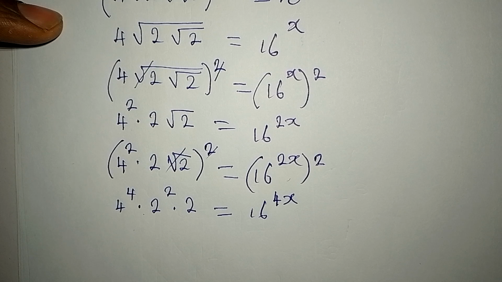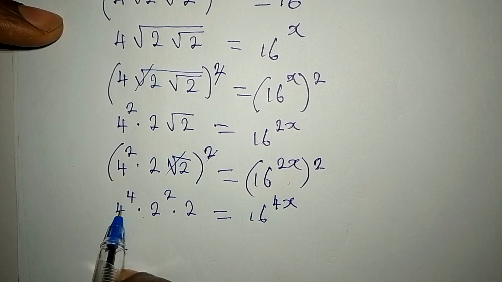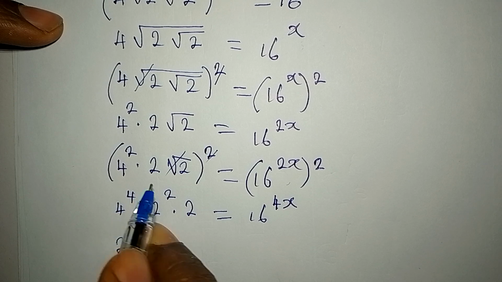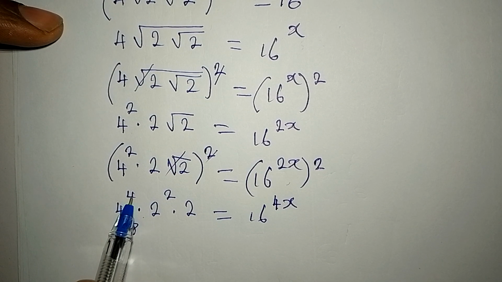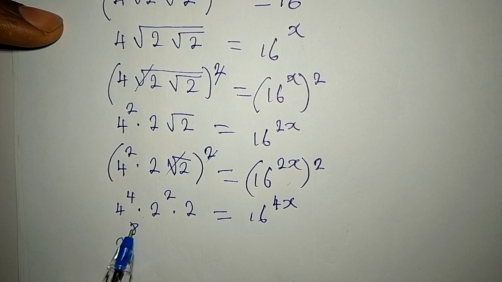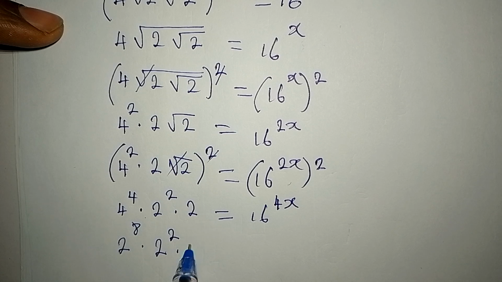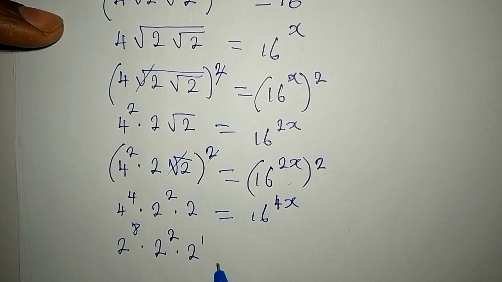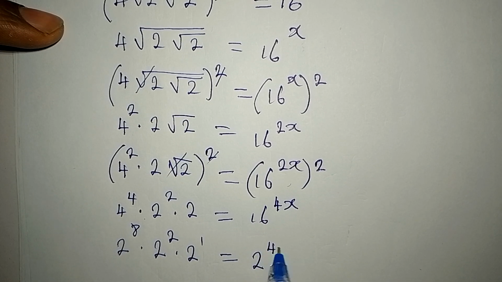Now from here, what can I do? We are having 4 here, right? So we can break this 4 into 2. So we have 2 to the power of 2, right? Then the 2 multiplied by 4, we have 2 to the power of 8. So we are saying that 4 to the power of 4 is the same thing as 2 to the power of 8. Then multiply by 2 to the power of 2, multiply by 2. You know, this 2 has invisible power of 1, and this is equal to, on the right hand side, 16 is 2 to the power of 4.